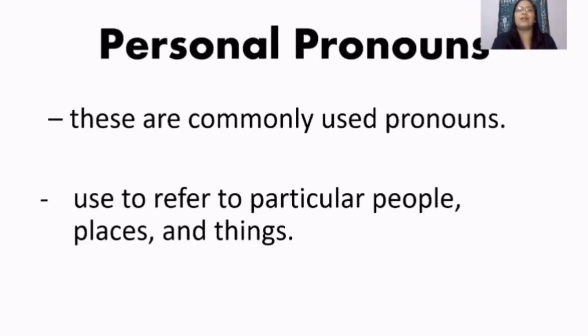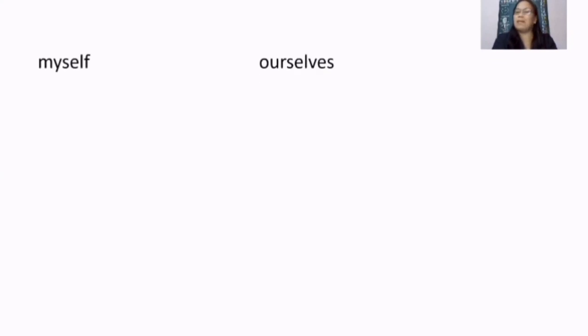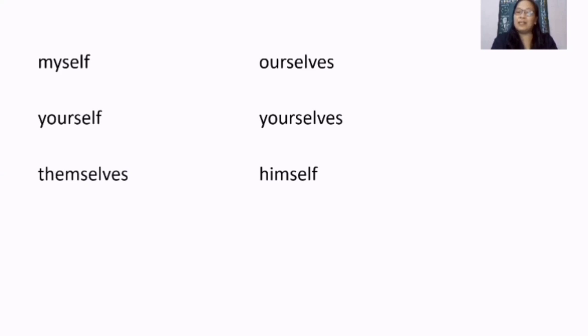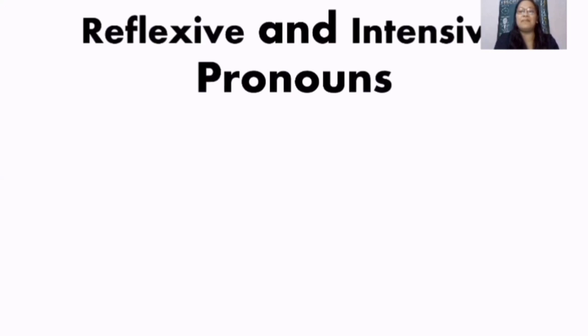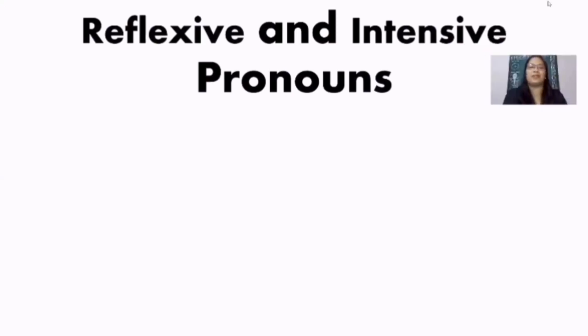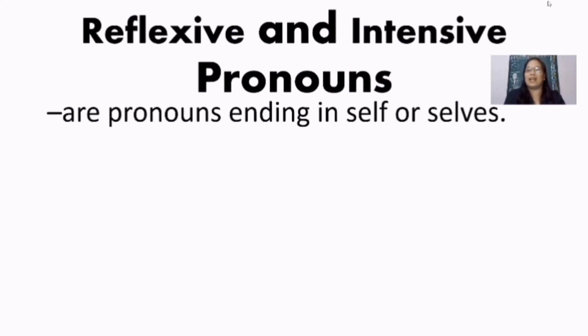Let's have another kind of pronoun. Myself, ourselves, yourself, yourselves, themselves, himself, herself, and itself. These are pronouns ending in self and selves. So myself, ourselves, yourself, yourselves, themselves, himself, herself, and itself are what we call reflexive and intensive pronouns. When we say reflexive and intensive pronouns, these are pronouns ending in self or selves.